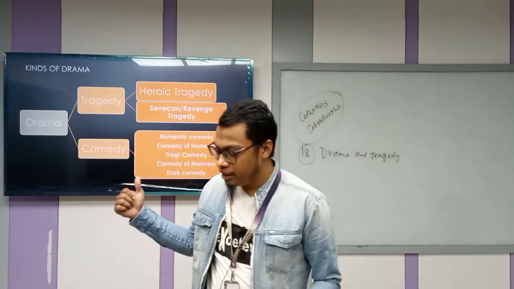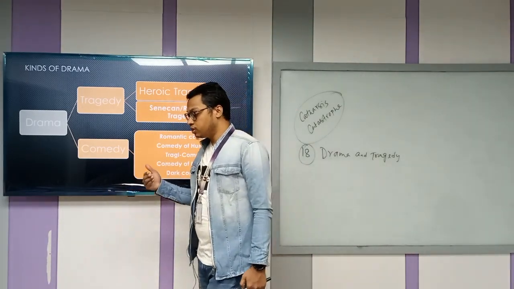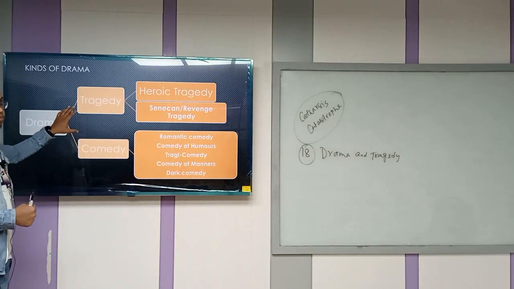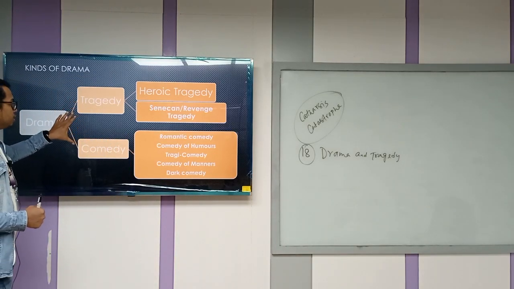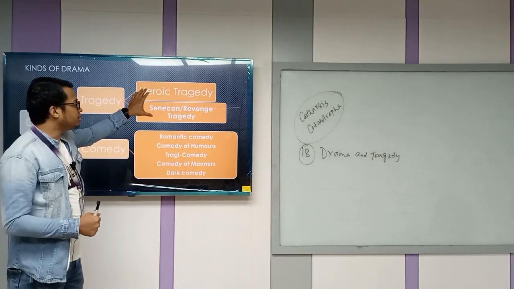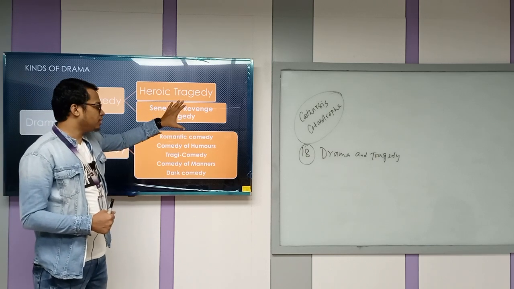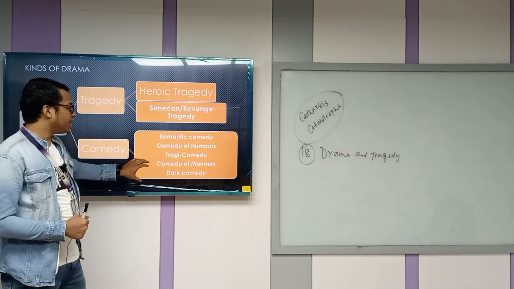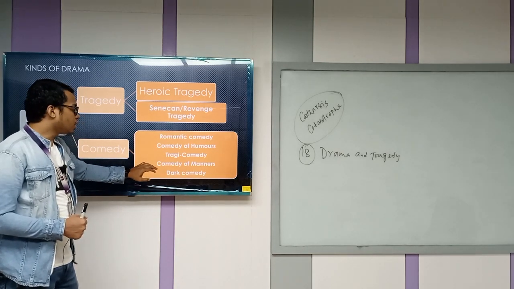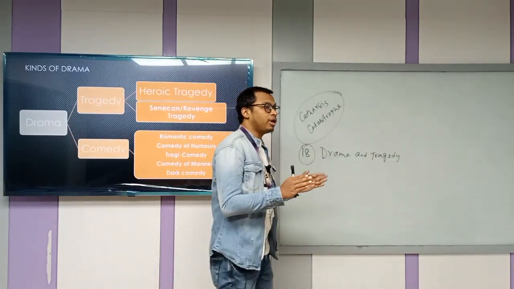And now, this is more interesting. I'll be asking you the question: what kinds of dramas are there? How many kinds of dramas are there? So be with me. Drama is basically divided into two parts: tragedy and comedy. And tragedy has been divided into these segments: heroic tragedy, Senecan tragedy or revenge tragedy, and the comedy has been divided into romantic comedy, comedy of humors, tragicomedy, comedy of manners, or dark comedy. These are the parts that you should remember while you are answering.